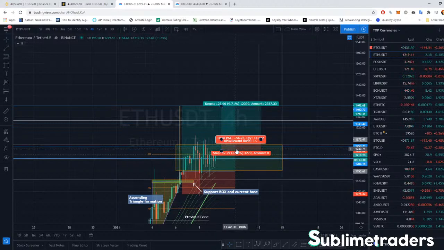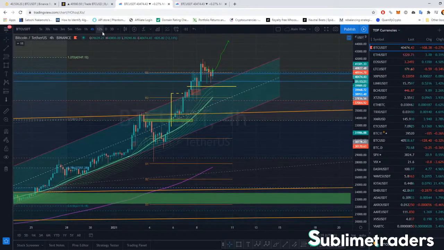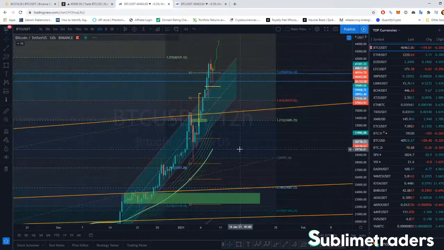Usually I don't use stop losses, but in the risky market we are in right now, you cannot do it without a stop loss. It's impossible. The downside, if you let me just go to the lower.